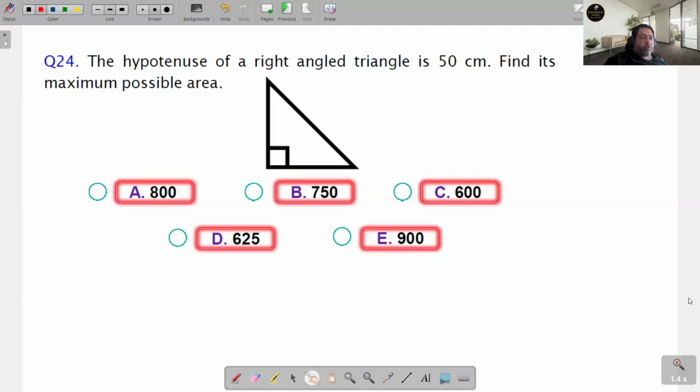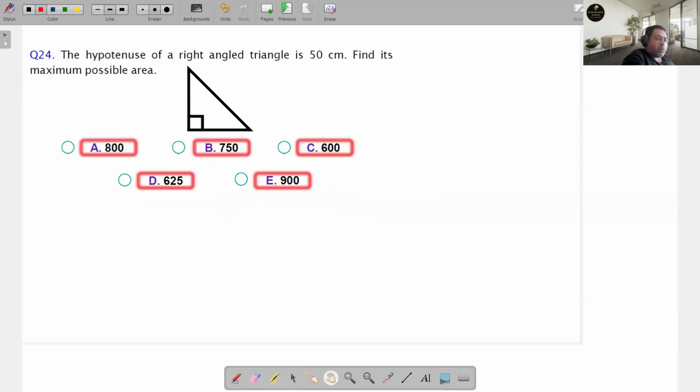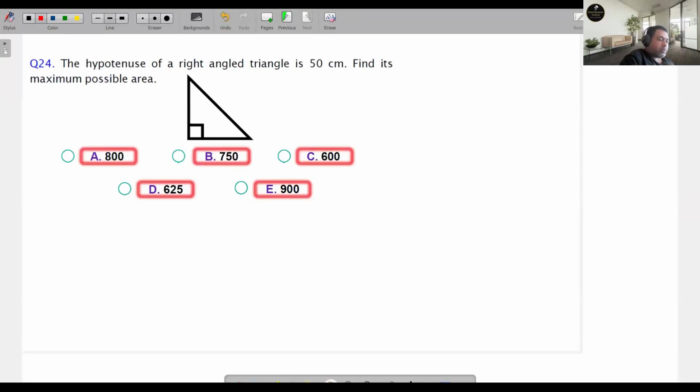The hypotenuse of a right angled triangle is 50 centimeters. What is the maximum possible area? All right, you need to know a little bit of concept about the circle to understand this problem. Let me explain the concept to you first, and then we'll see. You might wonder why it is related to the circle. So let's look at this.